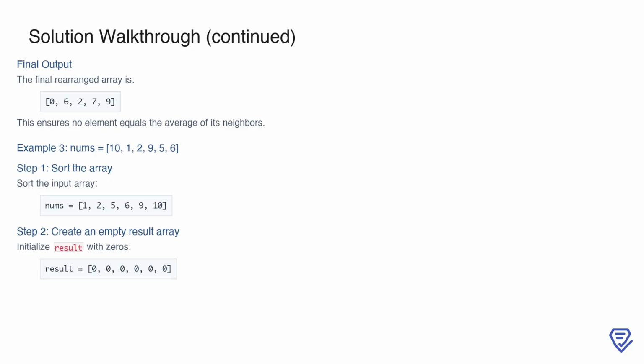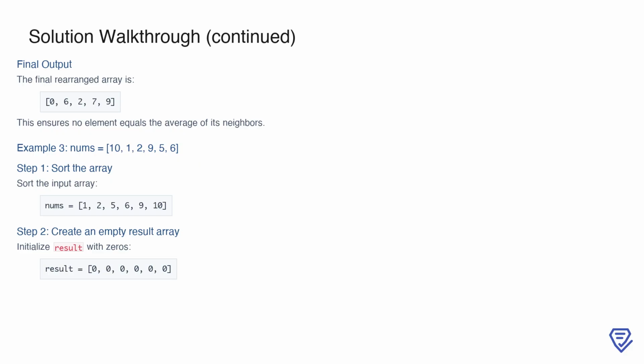This arrangement ensures that no element is equal to the average of its neighbors. For example, the neighbors of 6 are 0 and 2, and their average is not 6. Similarly, for all other elements, the condition holds true. This gives us the final output for this example.